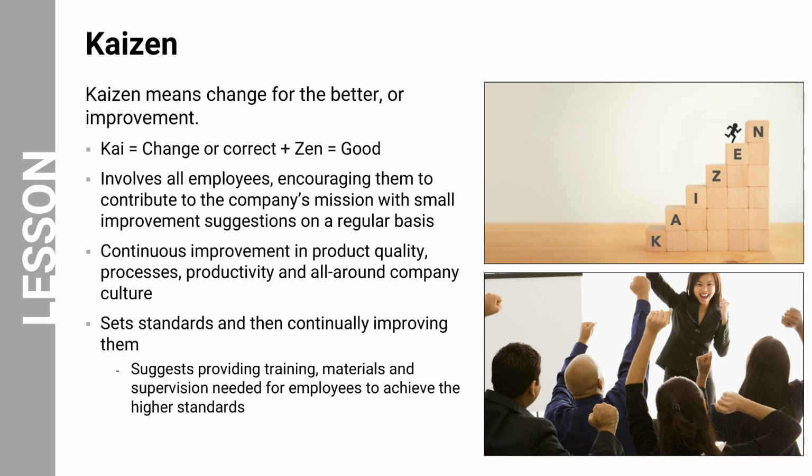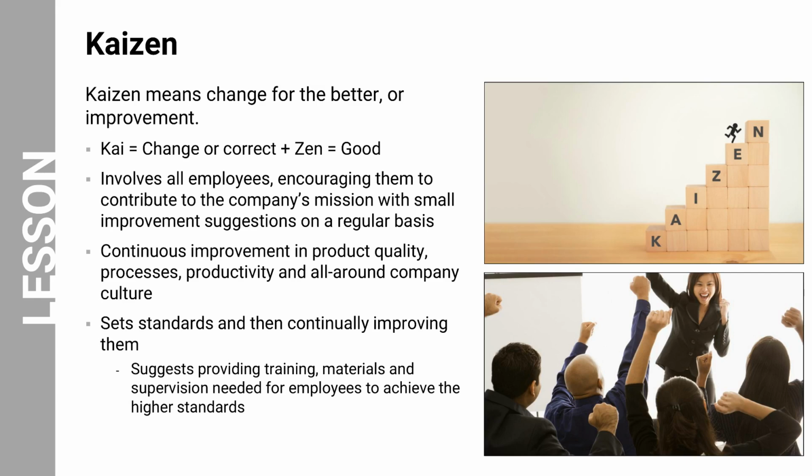Kaizen comes from the Japanese words kai, which means to change or to correct, and zen, which means good. Translated, Kaizen means change for the better or improvement. A method of continuous improvement in product quality, processes, productivity, and all-around company culture.